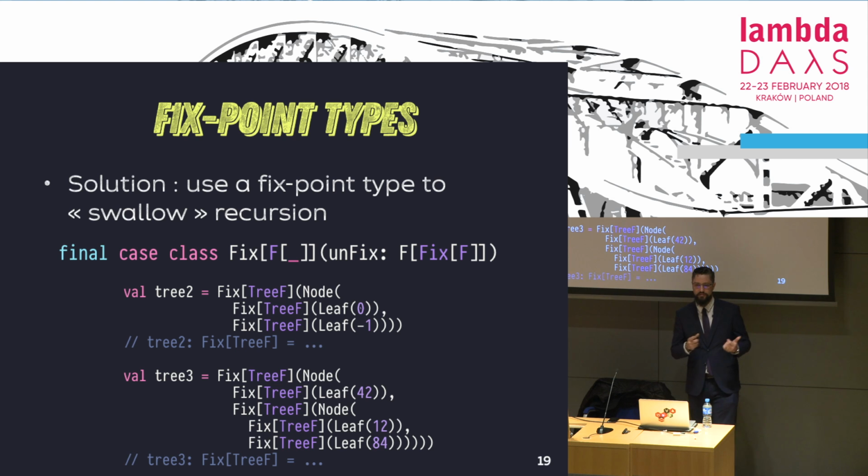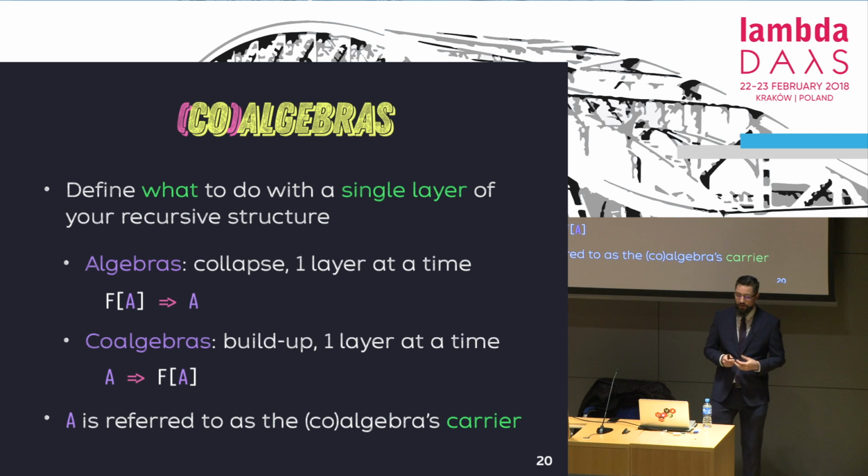So we have a pattern functor, we have a fixed point type. Now we need algebras. So algebra is a big name just for functions. They define what we do with each layer of our structure, and are really, really simple. An algebra collapses one layer at a time of our structure, and it's simply a function from f of a to a. Right? You can think about high school algebra, where we were tasked to take big expressions and compute a result. The big expression is an f of a, and the result is an a.